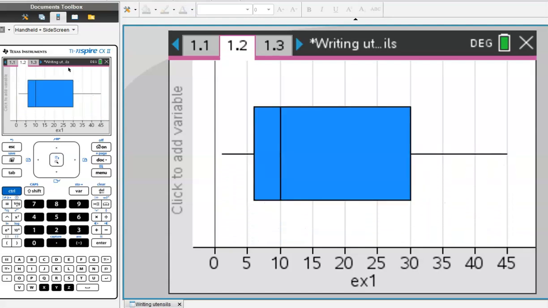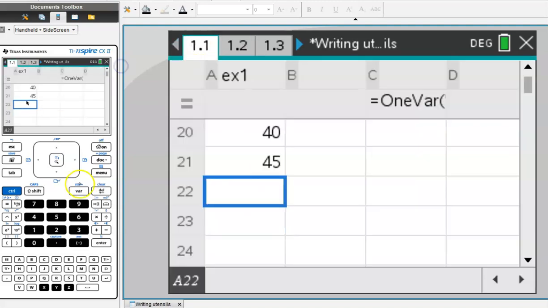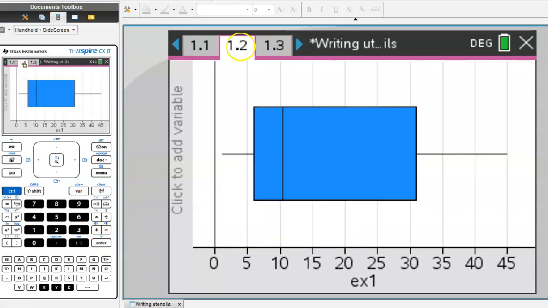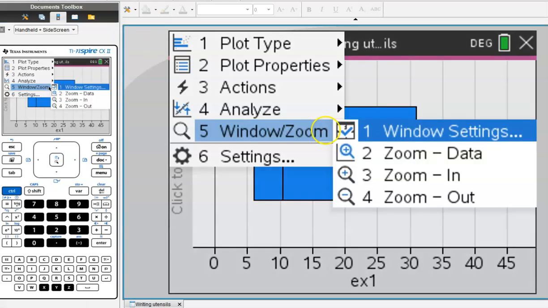Now the advantage of doing a box plot on the calculator and then copying it from the calculator is that the calculator automatically does some calculations for you, which we're going to talk about in a minute, that have to do with determining whether or not data points are outliers. And they'll show up as dots. So if I go back to my list here and I add 99, and I go back to the box plot I just made and zoom out again.